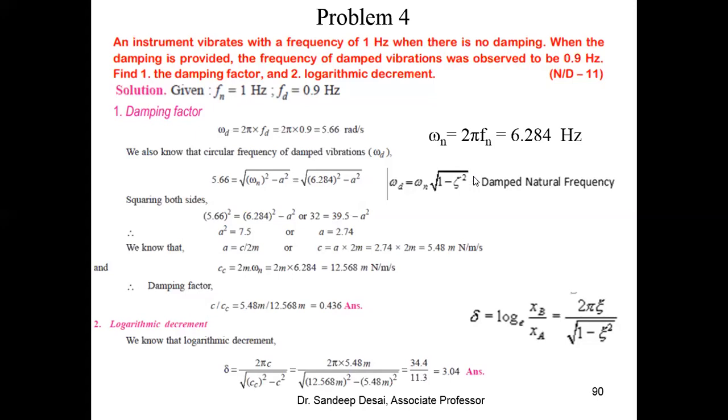Aniket, 8.28 is wrong. It is 6.28. Right. So okay, that is enough now.